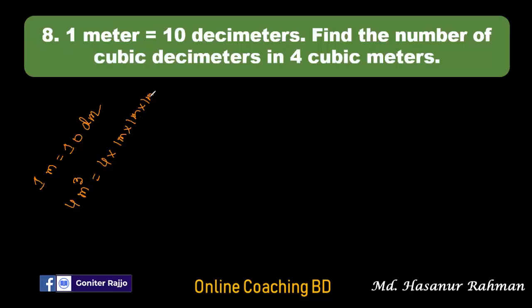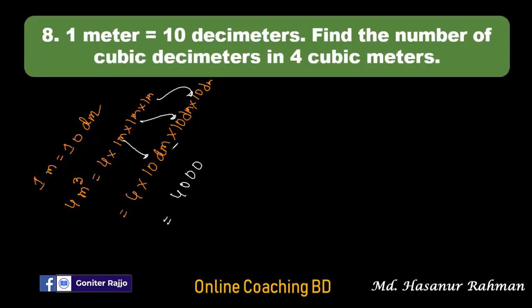Meter multiplied by meter multiplied by meter, that is meter cube. Now we have to convert. 1 meter actually represents 10 decimeters. Each of these 1 meters represents 10 decimeter. So 10 multiplied by 10 multiplied by 10, that is 1000, multiplied by 4, that is 4000.